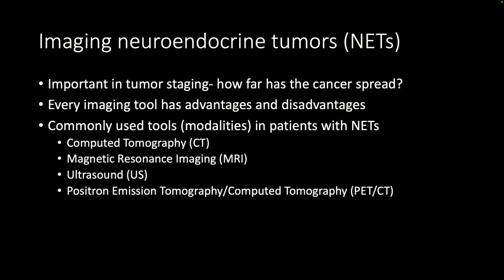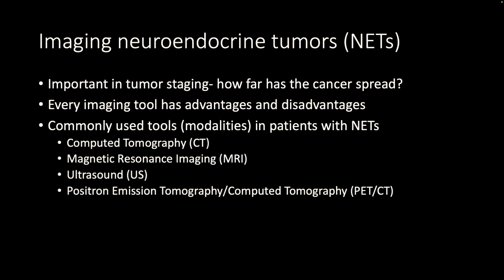So diagnosis. Imaging neuroendocrine tumors, Dr. Gupta talked about this a good bit, but it's critical to know how far has the cancer spread, right? That's how we can plan our treatments, and then how quickly is it spreading, how quickly is it growing. Every imaging tool has advantages and disadvantages. There are some common imaging tools that you are probably already familiar with: CT, MRI, ultrasound, PET-CT. Every tool gives us a piece of the puzzle, okay? And so you may go for all of these and be like, oh my God, why am I getting all these tests? It's because each one of these things does give us a piece of the puzzle.